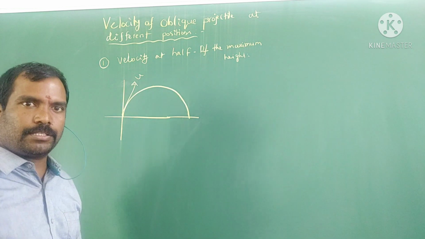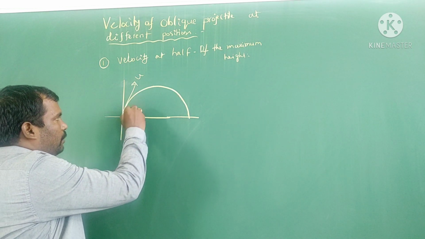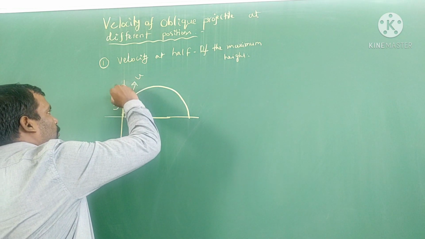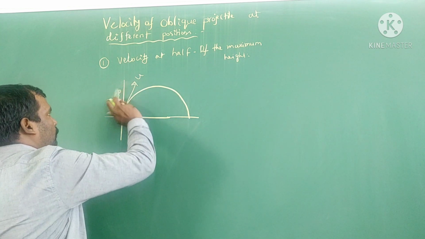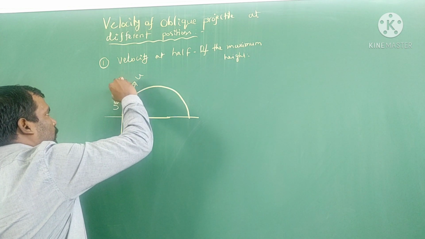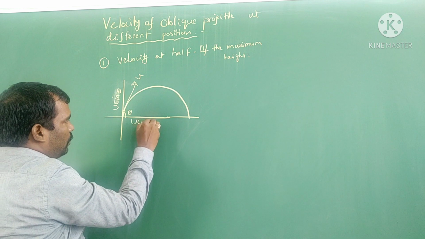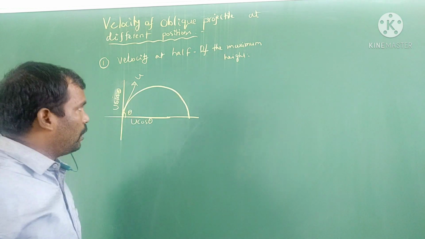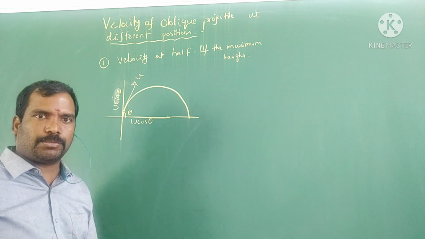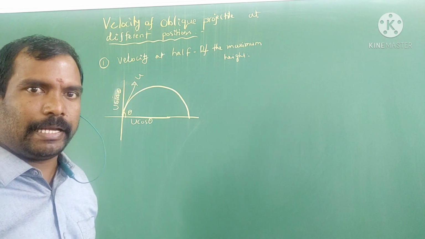u is the initial velocity, making an angle theta. Here this is u cos theta, and u sin theta. This is u cos theta, and at half of the maximum height, we will separately calculate.